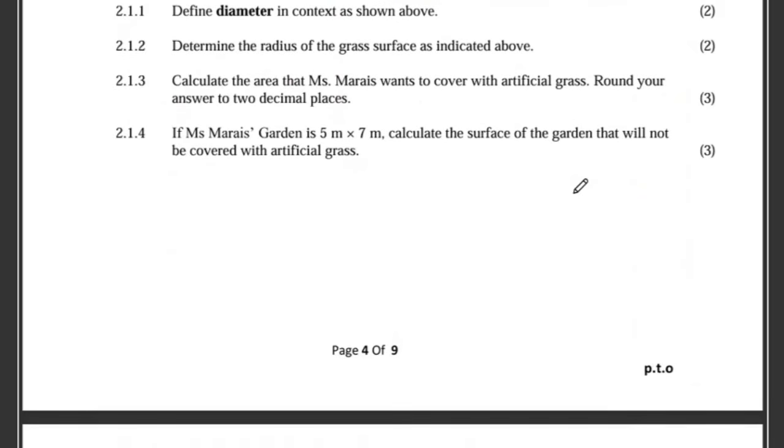Let's look at this. They're asking us, define diameter in this context. Please, you can say diameter is twice the radius.